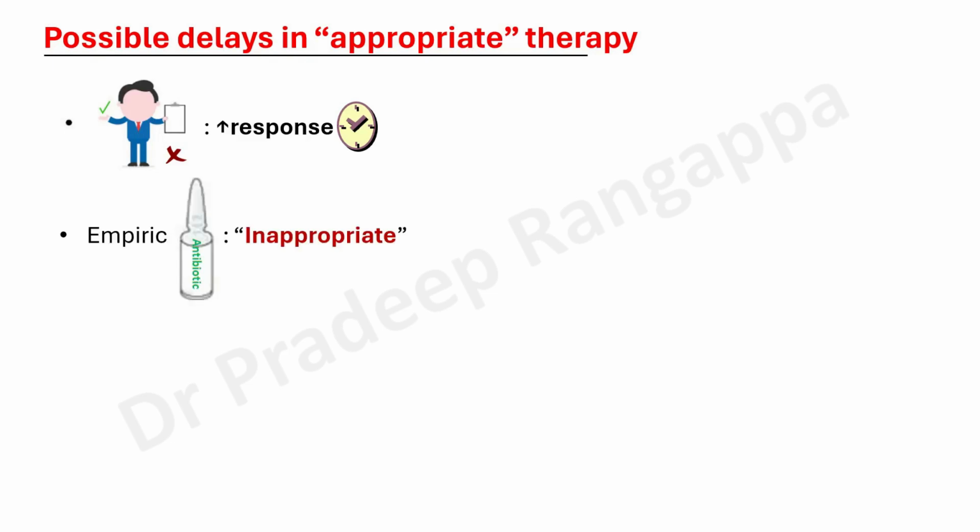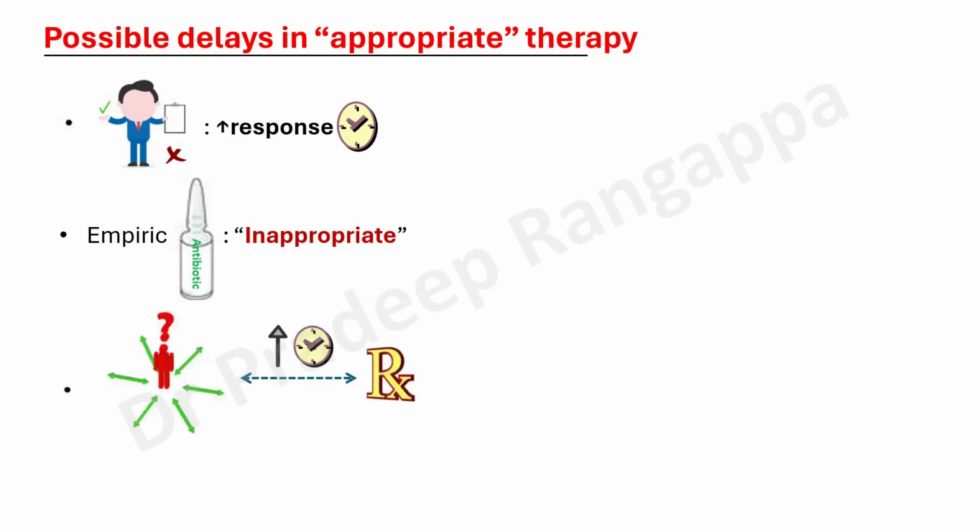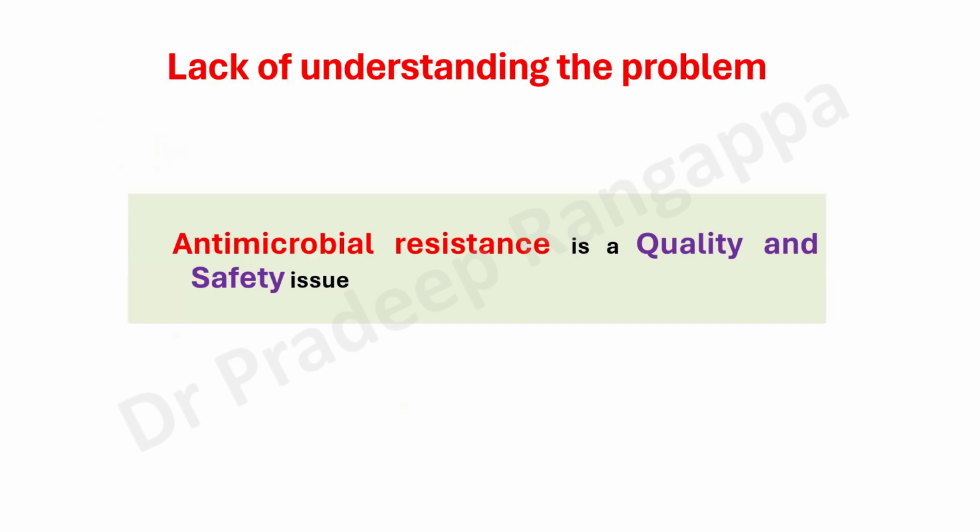And many a times empiric antibiotics may be inappropriate because of the lack of antibiogram that is conveyed to the clinical teams. This is also very important. And there are decision-making fallacies that prevail, which also increase the time for initiating appropriate antibiotics. And these are some of the impediments that remain in incorporating a good antibiotic stewardship program. The key is operationalizing certain processes to streamline these processes, which has to be put in place and needs to be monitored. And antimicrobial resistance is a quality and safety issue.